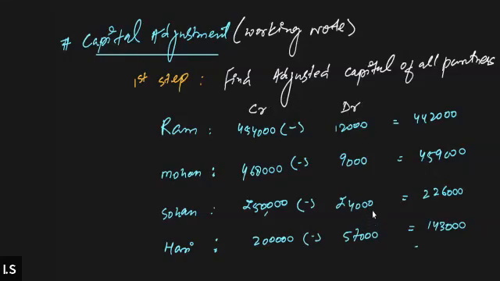And after finding out the balance, we sum total the adjusted capital and then distribute it among the partners as per the new profit sharing ratio. And whatever the value that we get, that will be considered as the closing balances of the partner that need to be recorded in the partner's capital account.